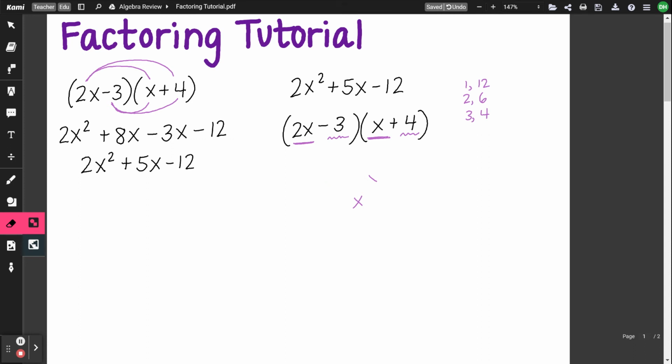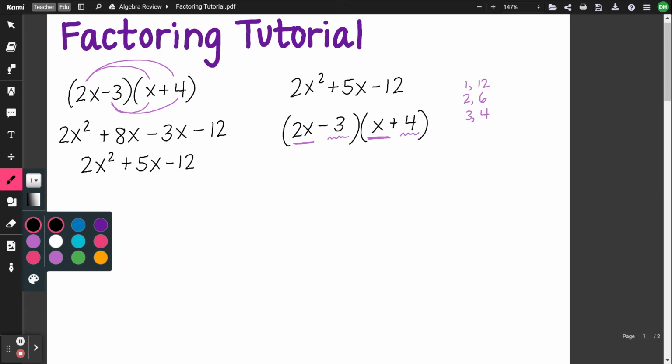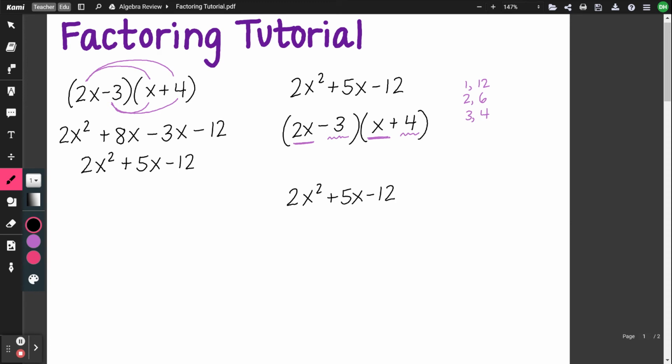Now, some people really stand by the grouping method. So if what I just showed isn't for you and you want to go with grouping, you do need 4 terms in order to do grouping. And right now, 2x squared plus 5x minus 12 is only 3 terms. So we need to create 4 terms out of that, split it into 4 terms.